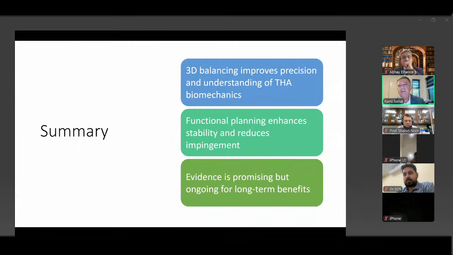So in summary, three-dimensional balancing improves precision and understanding of total hip arthroplasty biomechanics. Functional planning enhances stability and reduces impingement, particularly. Evidence is promising, but ongoing study for long-term benefits is required.